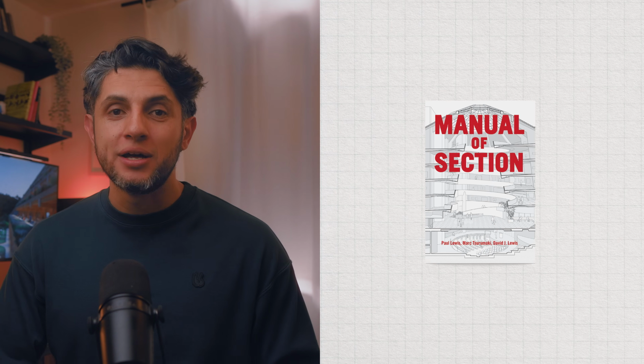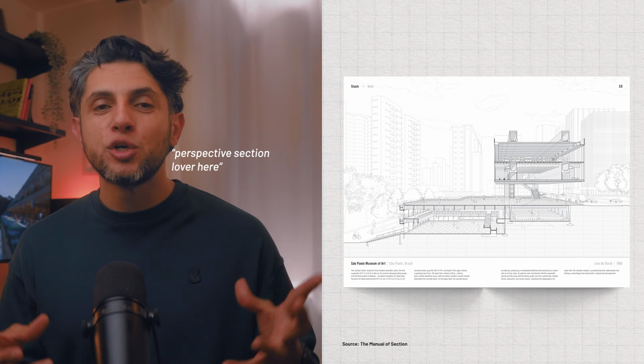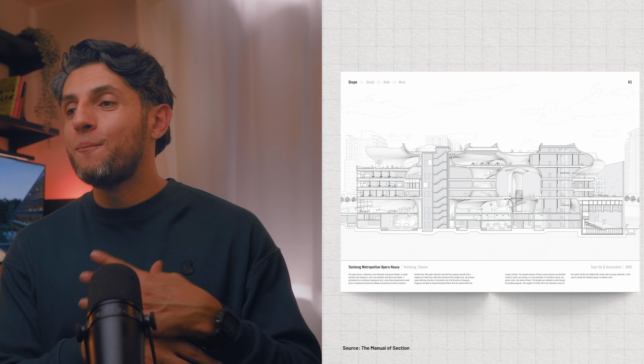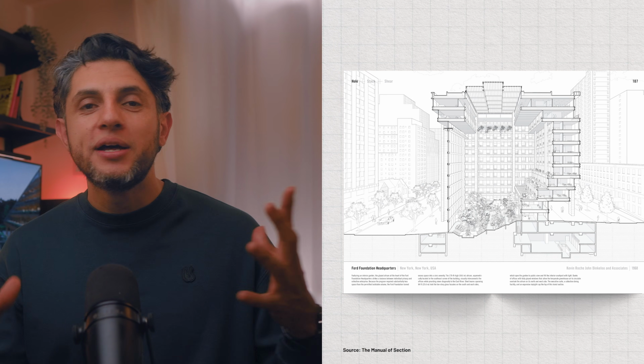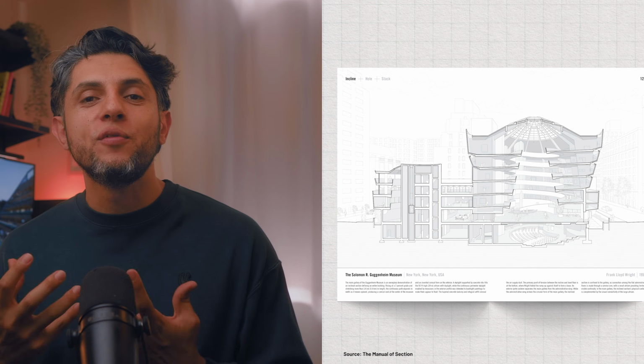to its surroundings. Now, one of my favorite references for perspective sections is definitely, without a doubt, the Manual of Section book. This book is kind of a Bible for the lovers of perspective sections, and it shows famous, iconic buildings only through sections. No renders, no plans, no diagrams. It's just perspective cuts that reveal the soul of each project.